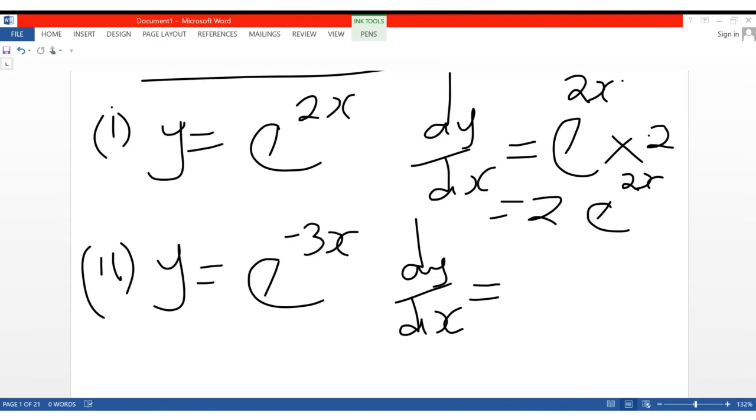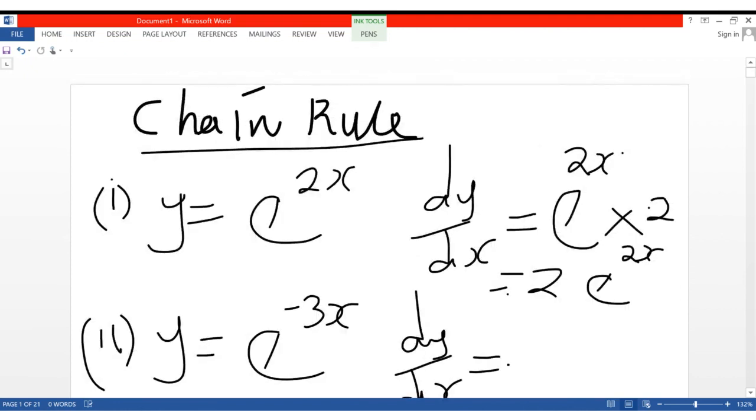dy dx will be given by what? Again, we shall differentiate the exponential function. We still get the exponential function. We are on chain rule. We have said when you differentiate exponential 2x, you still get exponential. But you come to the power, you differentiate 2x, you get 2. So you multiply with a factor of 2.